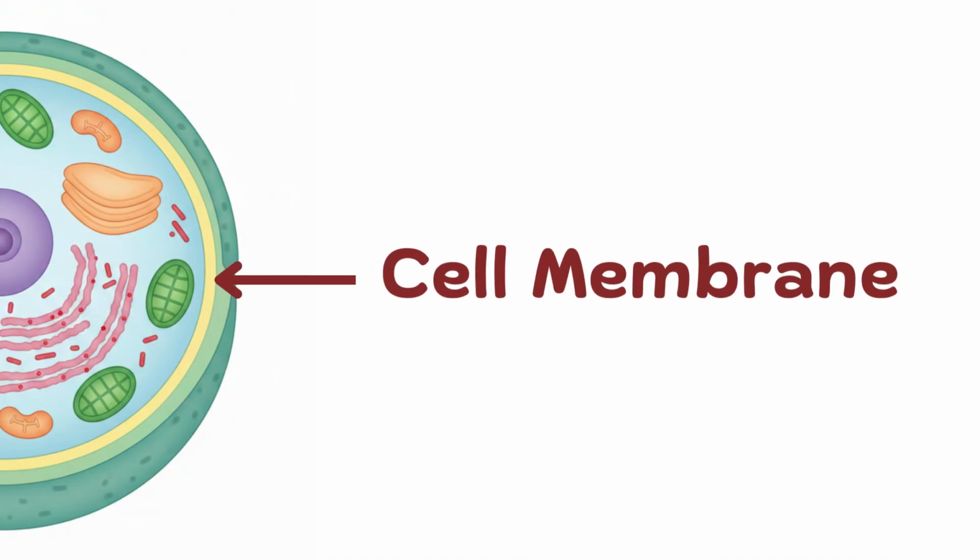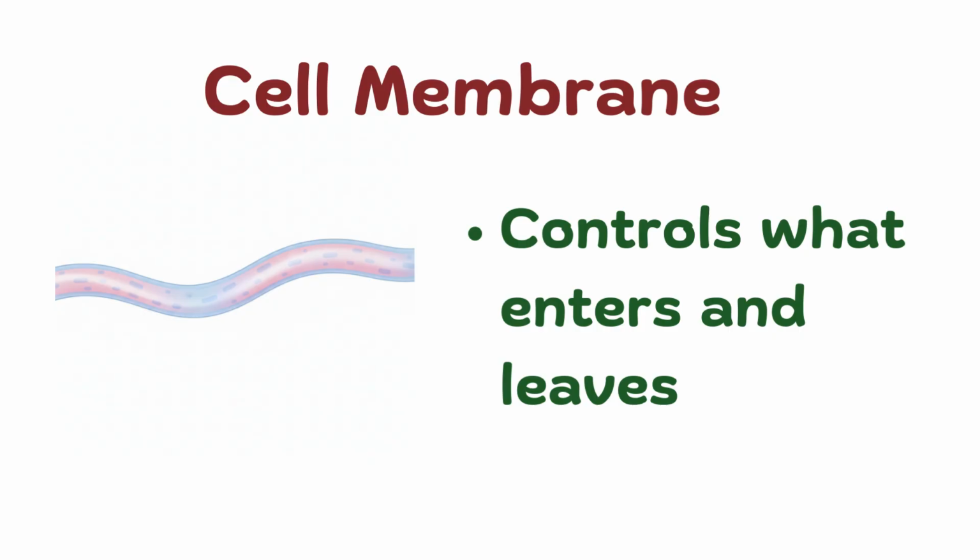Cell membrane. Just inside the cell wall is the cell membrane. This layer controls what enters and leaves the cell. It acts like a security guard, allowing useful substances in and keeping harmful substances out.